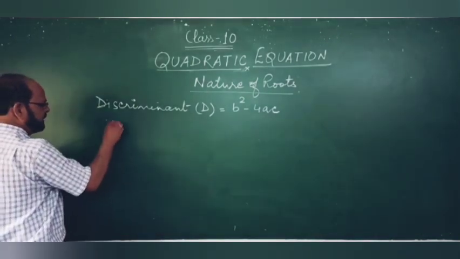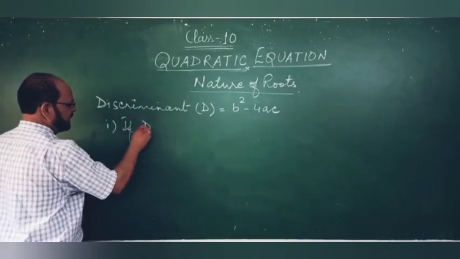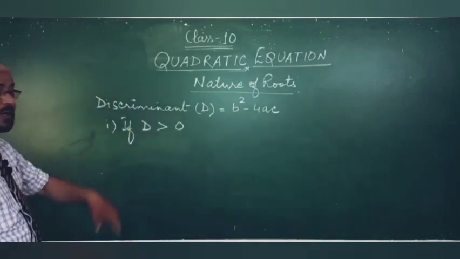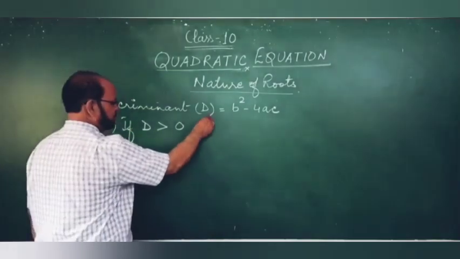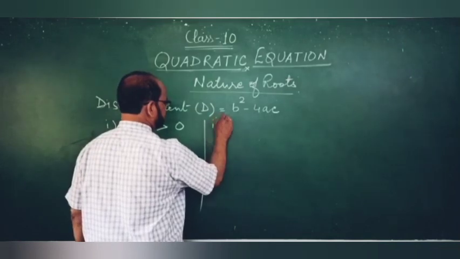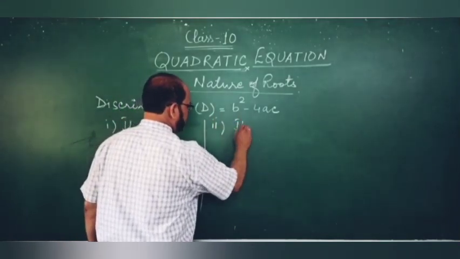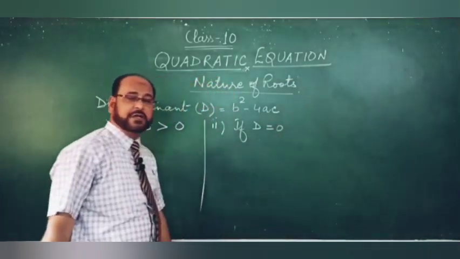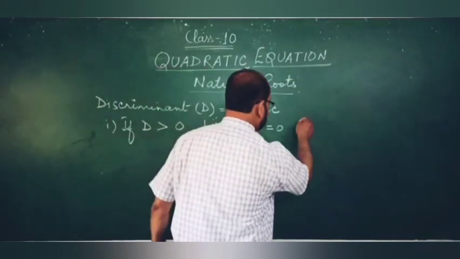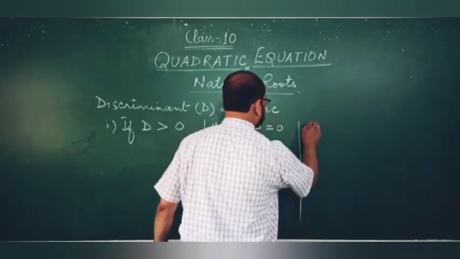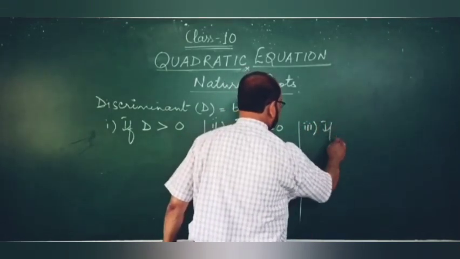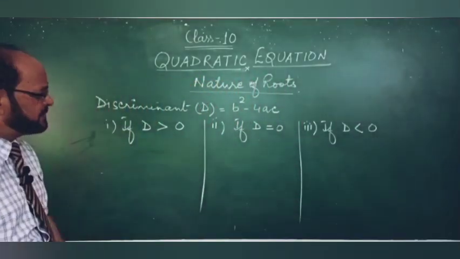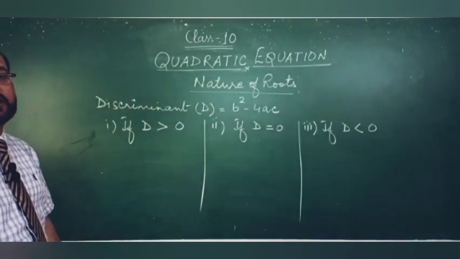Situation number 1: if D is greater than 0, then what will be the nature of the roots? Situation number 2: when D is equal to 0, then what will be the nature of the roots? And situation number 3 is if D is smaller than 0. Only these are the 3 possible situations when you find the value of the discriminant.